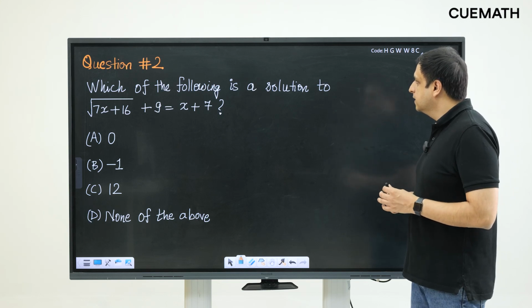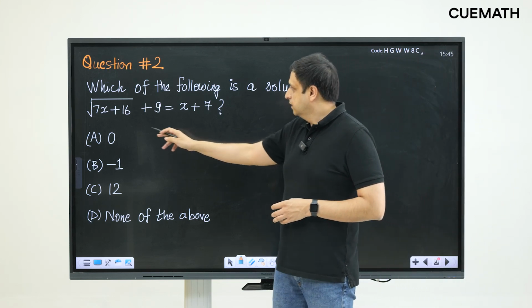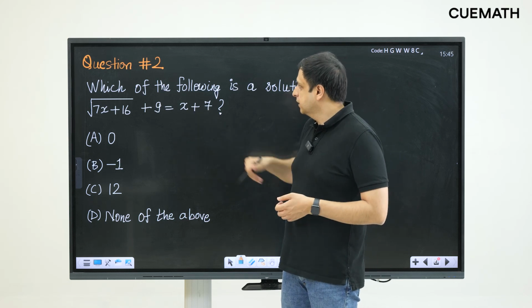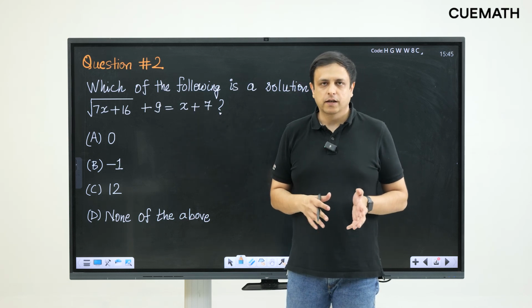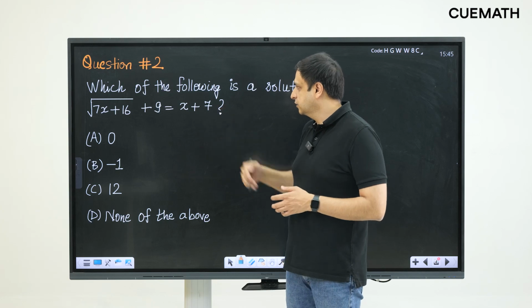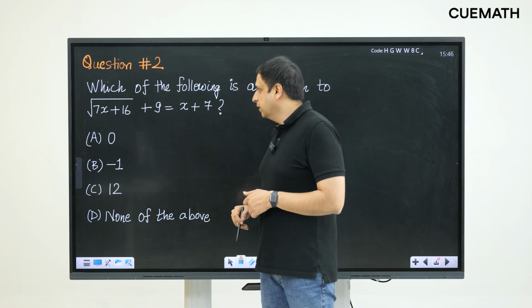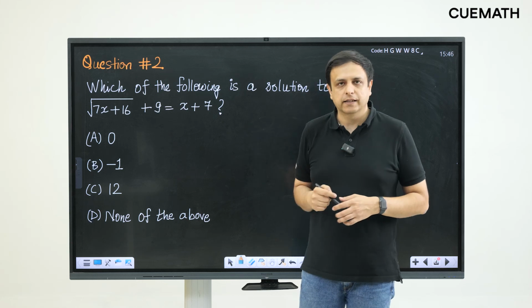Which of the following is a solution to this equation here? Once again, the traditional approach would be to solve this equation and find out which values of x are satisfying this. But in this case, once again, you can simply substitute the given values to see if any one is satisfying the equation or not.